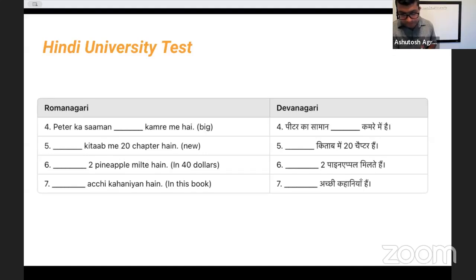In the parentheses, you will see some words. You have to use the right Hindi word in the right form in the blank. Take your time. It's going to take some time. So take your time and write it down. But don't post it in the chat yet.